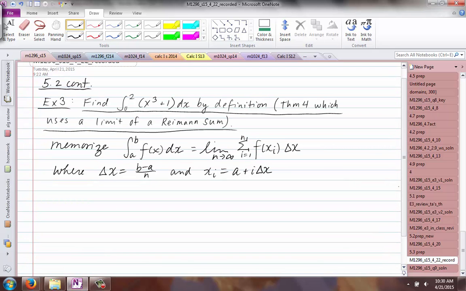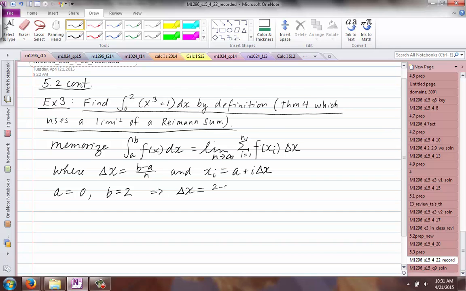So lots of things there. The place to start is to notice what your a and b are. So your a is 0 and your b is 2. And I'm getting that from what are called the limits of integration. The little number on the bottom is usually the number that's the least, and then the higher number up top is your b. So you need those to figure out your delta x.